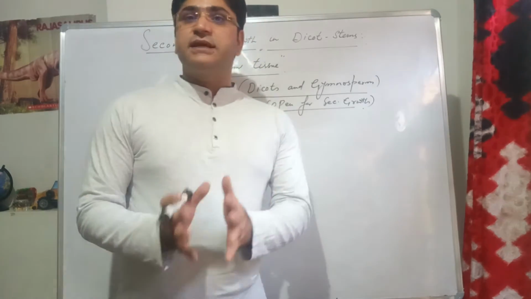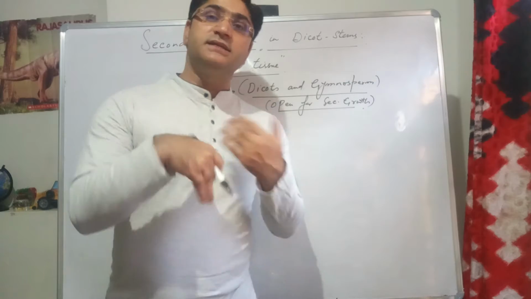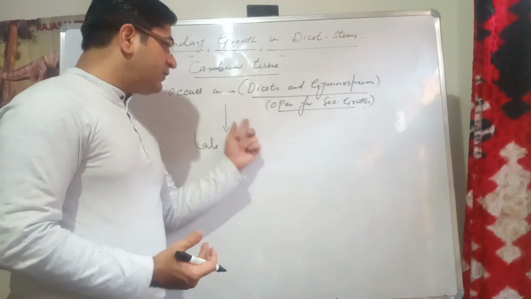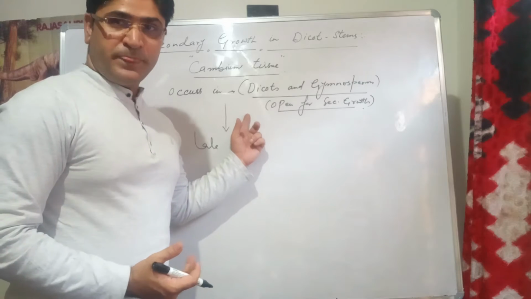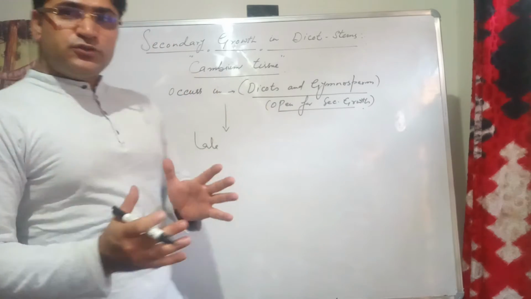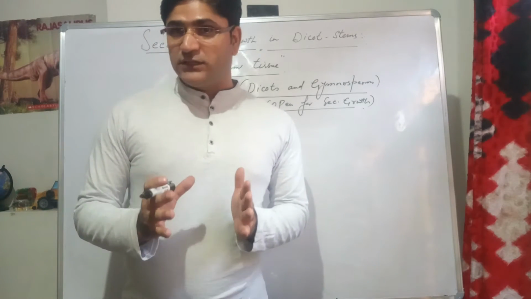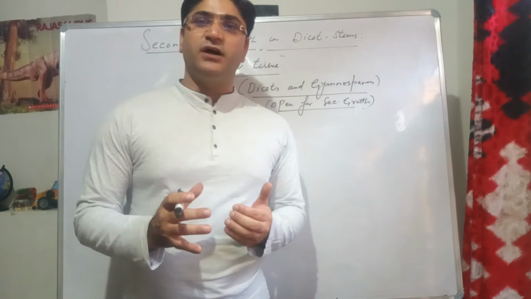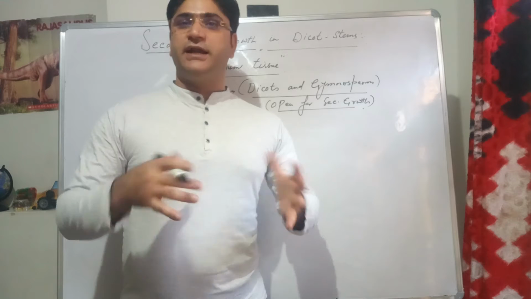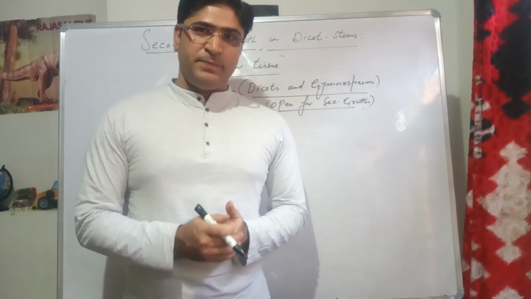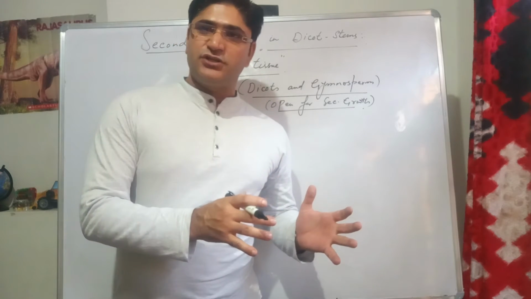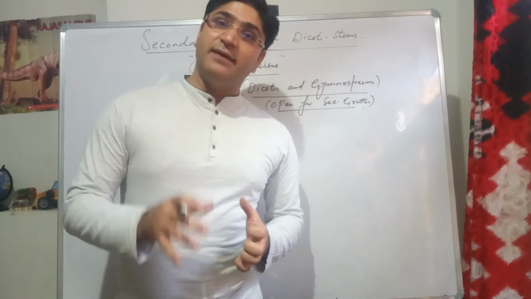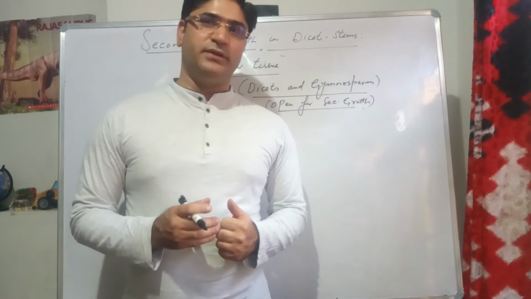This increase in diameter occurs inside the plants only when they form this cambium tissue. Now, I told you in the beginning that there are main tissues responsible for the whole growth and development inside the plants: the meristematic tissues, the permanent tissues, and also the cambium tissue.